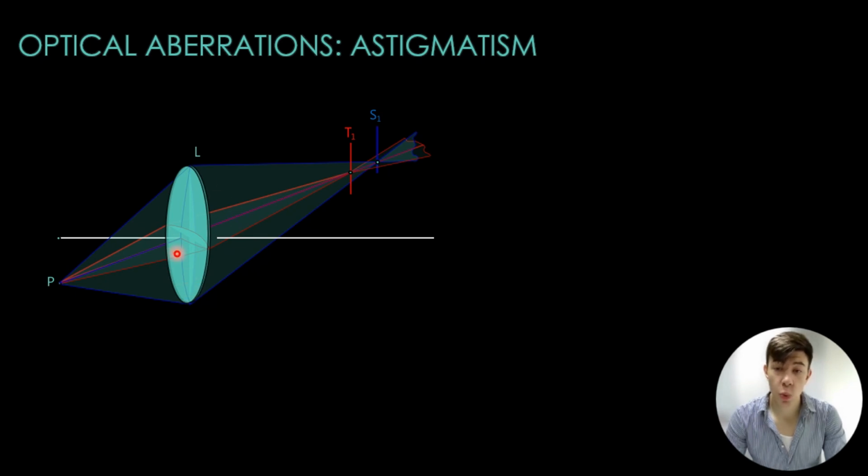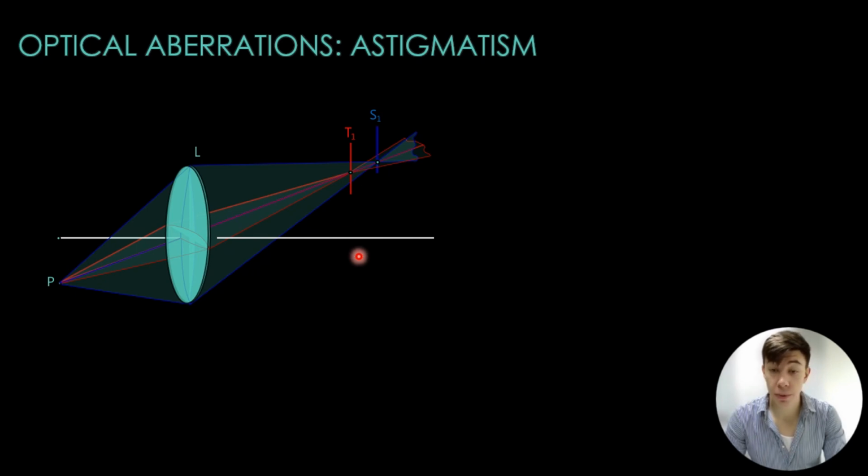We see a lens with light rays entering from the left. These rays are focused differently depending on whether they lie in the tangential plane or sagittal plane. In the tangential plane, rays focus at the point T, while in the sagittal plane, rays focus at the point S. Notice that the light doesn't focus to a single point, but rather to two separate lines. This is why astigmatism is sometimes called a line focus aberration.